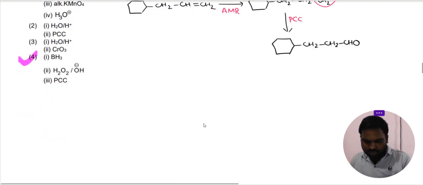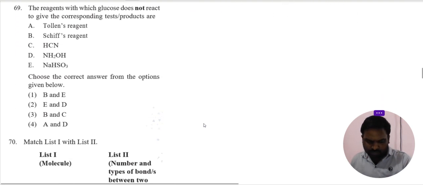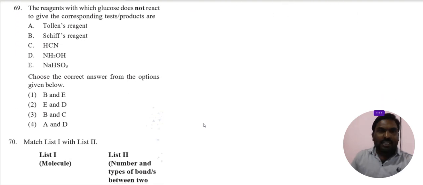Now moving to the next question, 69 question. The reagents with which glucose does not react to give the corresponding tests or products are here. Which is the right answer? Option 1 is the right answer. That means B and E.